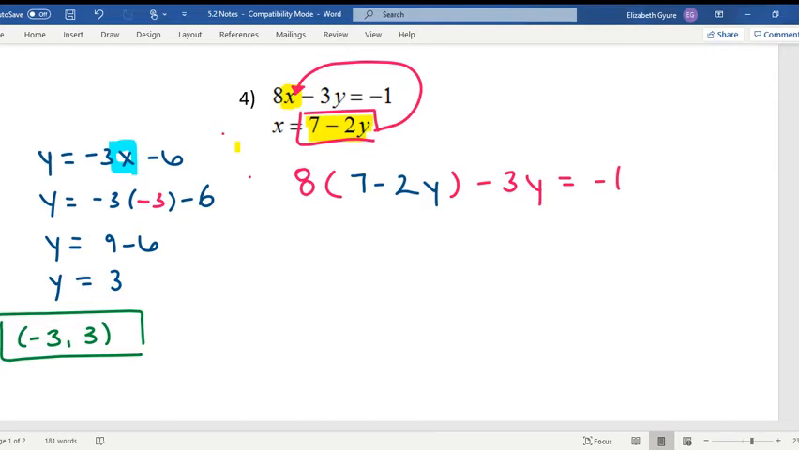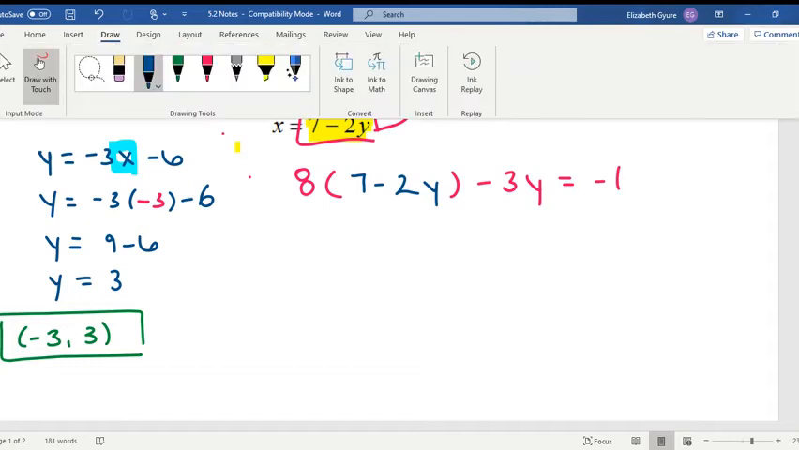Okay, and now we have 8 parentheses, 7 minus 2y, minus 3y equals -1. Well, isn't this just an equation? Don't we know how to solve equations? We spent a whole chapter doing it. So if you just have this equation, does anyone remember what the first step you would take is, Asia? Distribute. So let's now distribute.